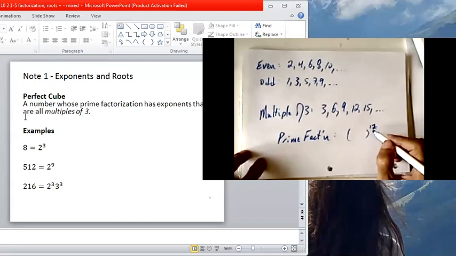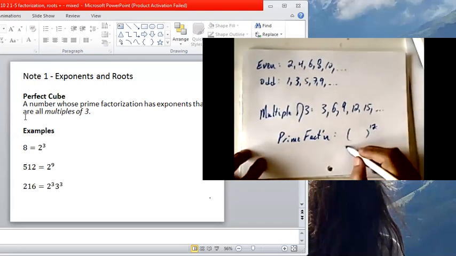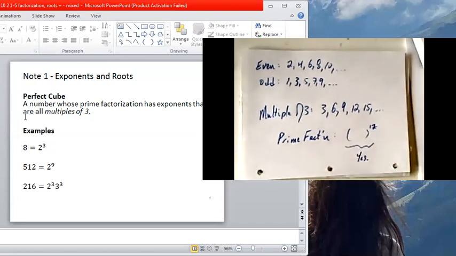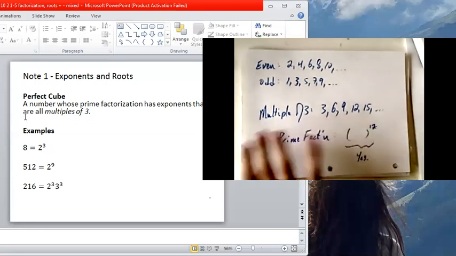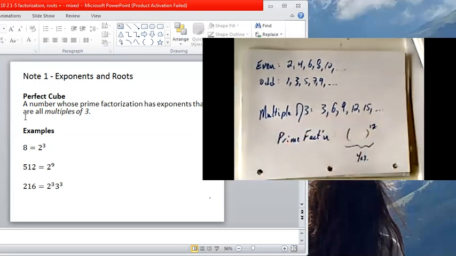Well, is 12 a multiple of 3? Yes, it is. So is this thing a cube number? Yes, it would be. If it's something else like a 14 or a 7, that's not a multiple of 3, then no, not cubed.